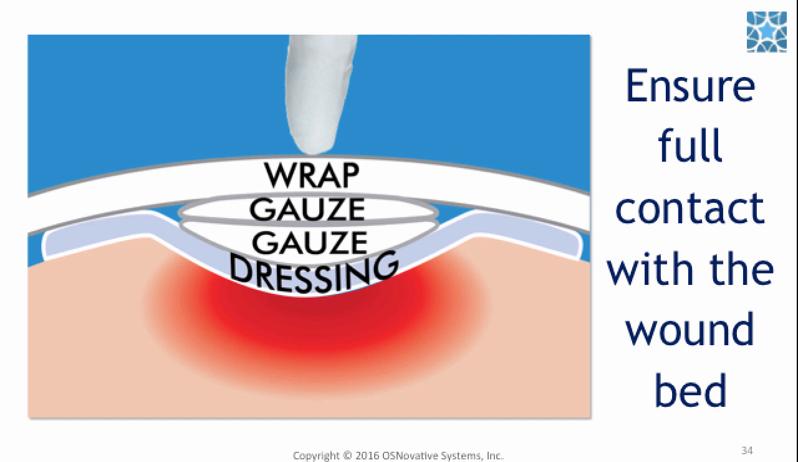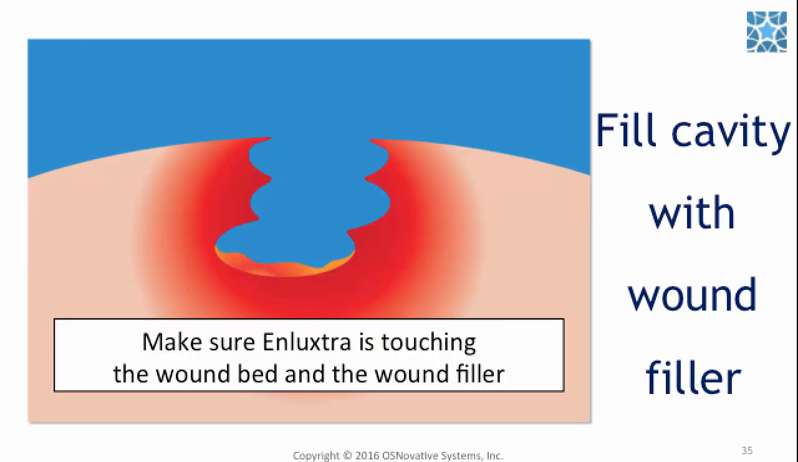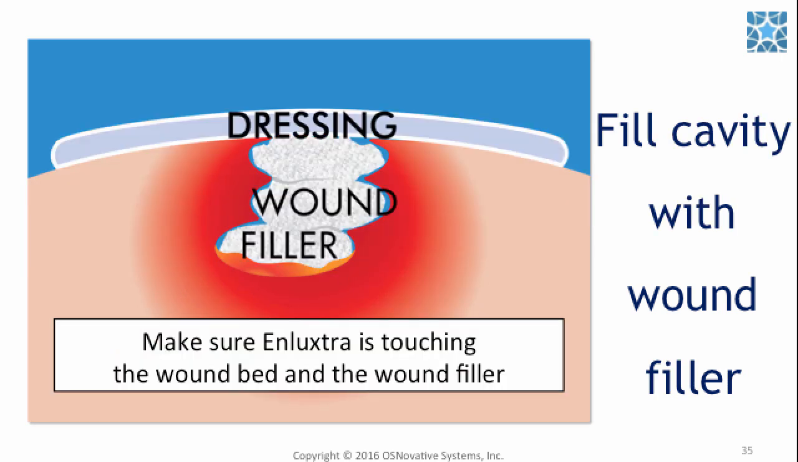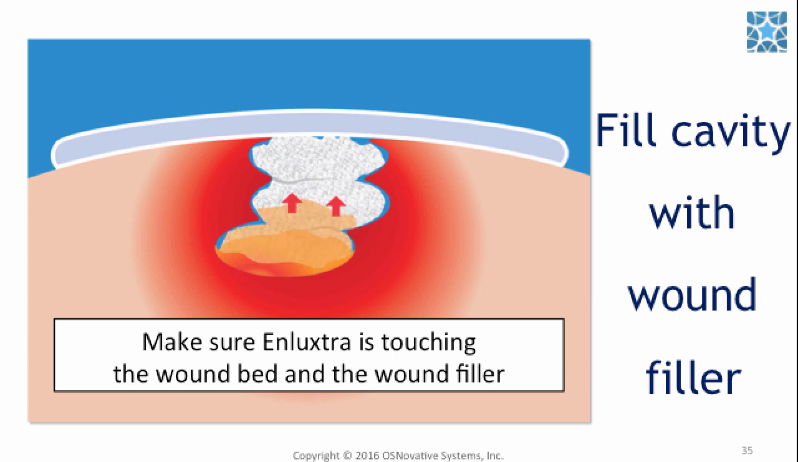If you press down and feel empty space between the dressing and the wound, add additional gauze and compress or tape down to contour Enluxtra to the wound bed. For deep or tunneling wounds, pack the cavity with a wound filler and apply Enluxtra, making sure its undersurface is touching the filler, wound and periwound area, as well as the healthy surrounding skin.